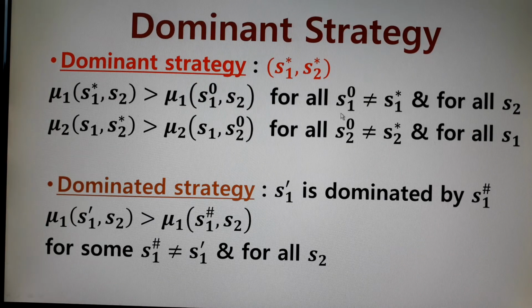S1 0 is not the dominant strategy. So you're comparing the payoff when you choose the dominant strategy with the payoff when you choose a non-dominant strategy, and the payoff, of course, would always be bigger. Here it's a strict inequality. It's not bigger than or equal. It's always bigger when you choose the dominant strategy. This is the definition. Okay.